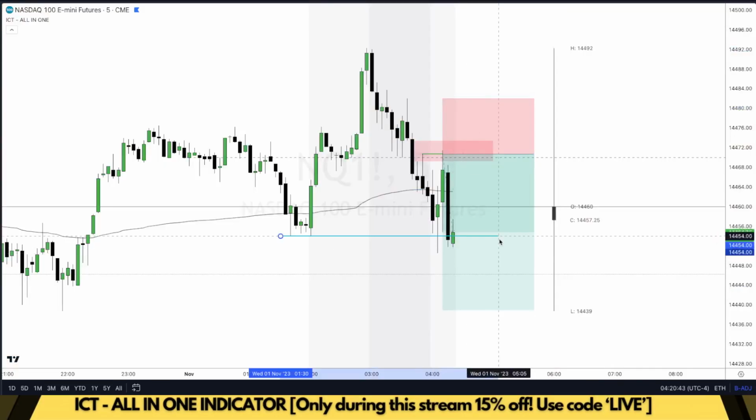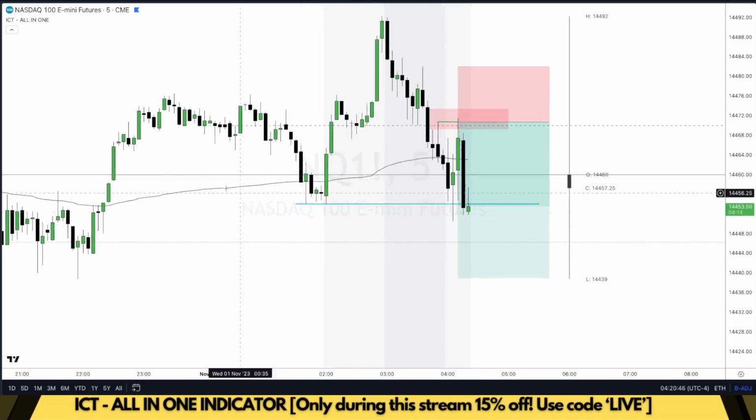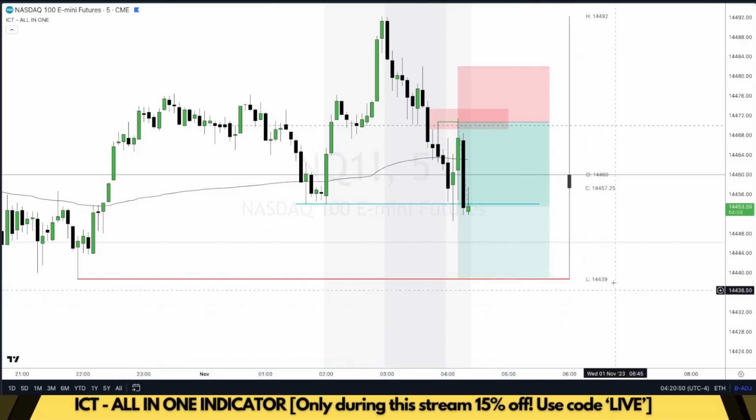NQ is already again below that. Now we close below it. Our next sell side target here for NQ would be that Asia session low or the current low of the day at 14,439.